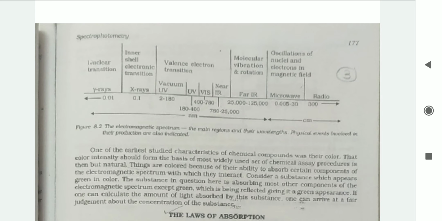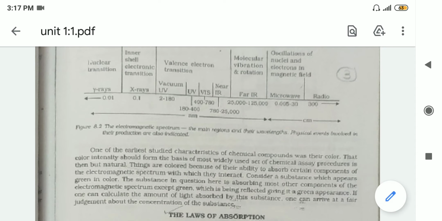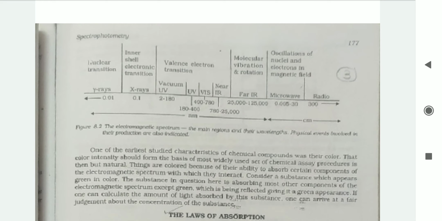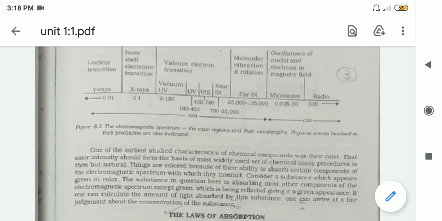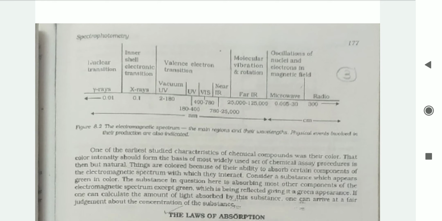These X-rays have the wavelength of 0.1 nanometer, and it also occurs at the atomic level only, in the inner shells of electrons, the first shell, the second shell. In such small spaces these X-rays are generated.